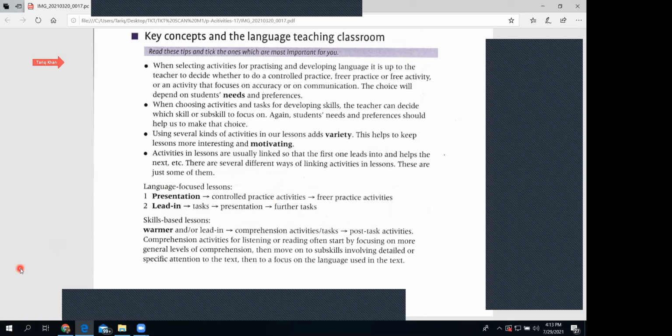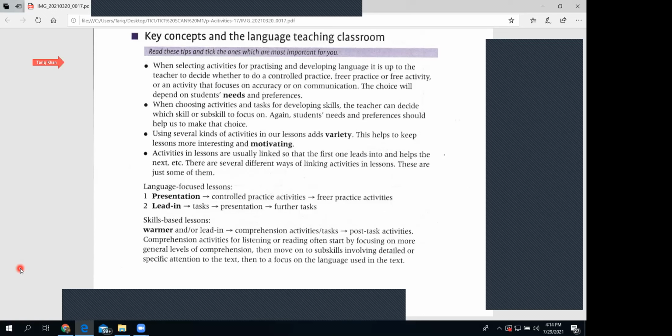Like after presentation, control practice activities are better. Presentation means you taught a lesson about the language. Now you want to give them the activity, so control practice, or you can go to the free practice activities. Lead-in activities deal with the topic, an activity related to the topic, just to make them understand that this is what they are going to do in detail.